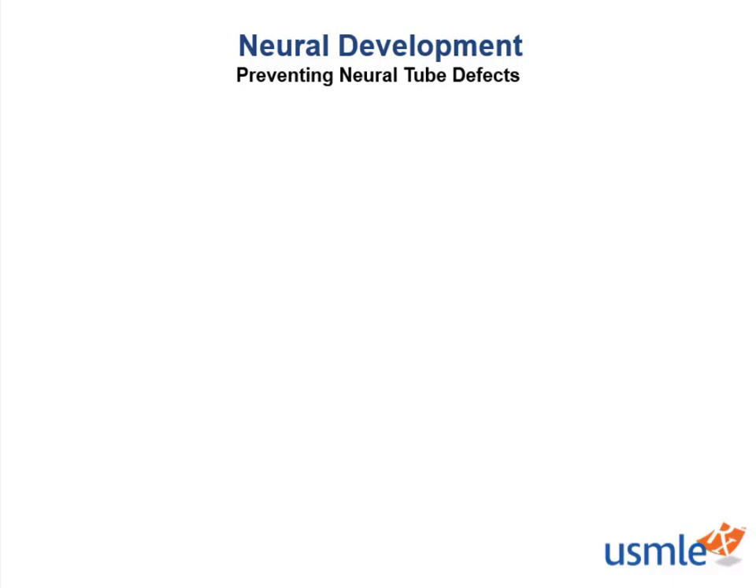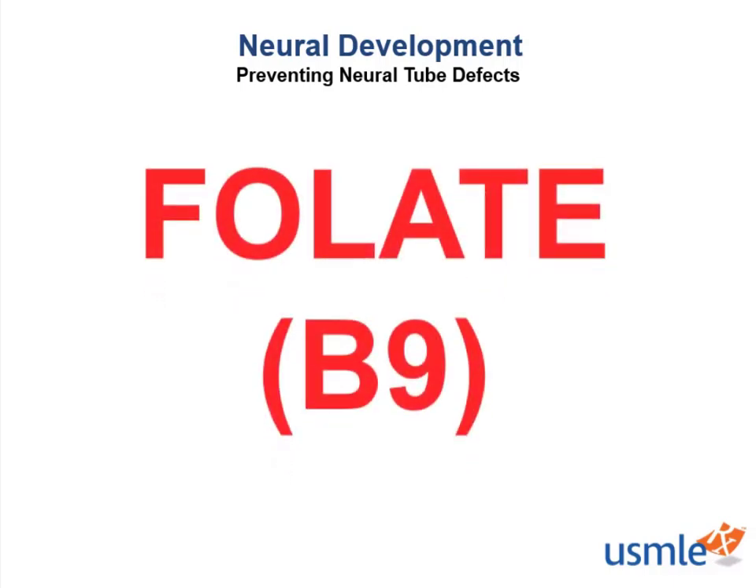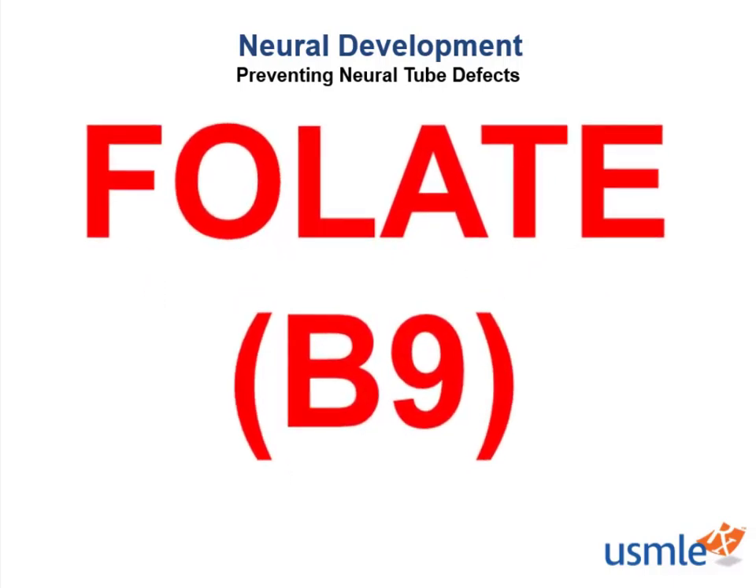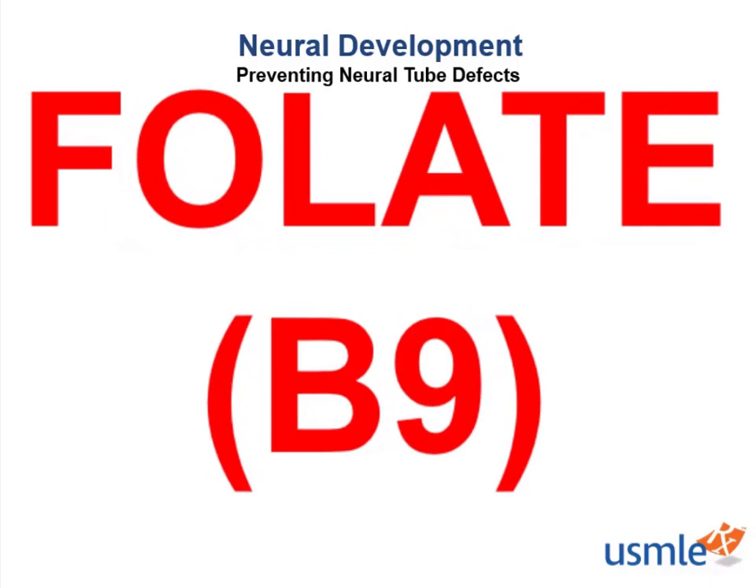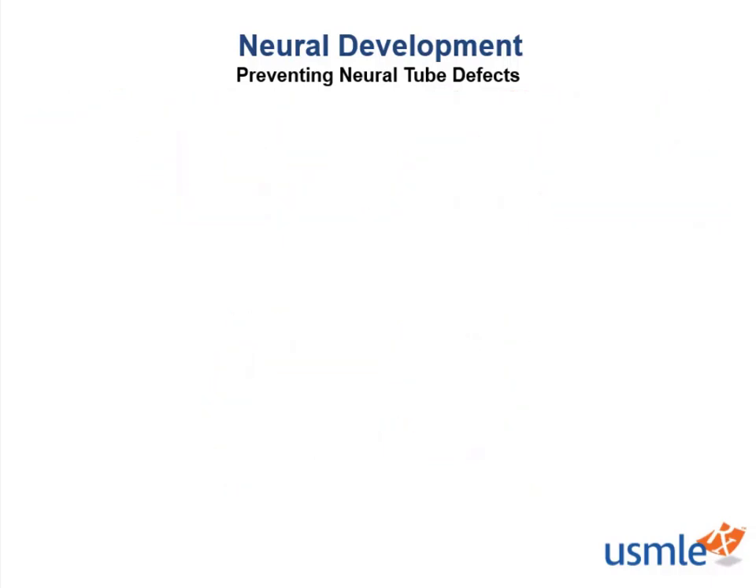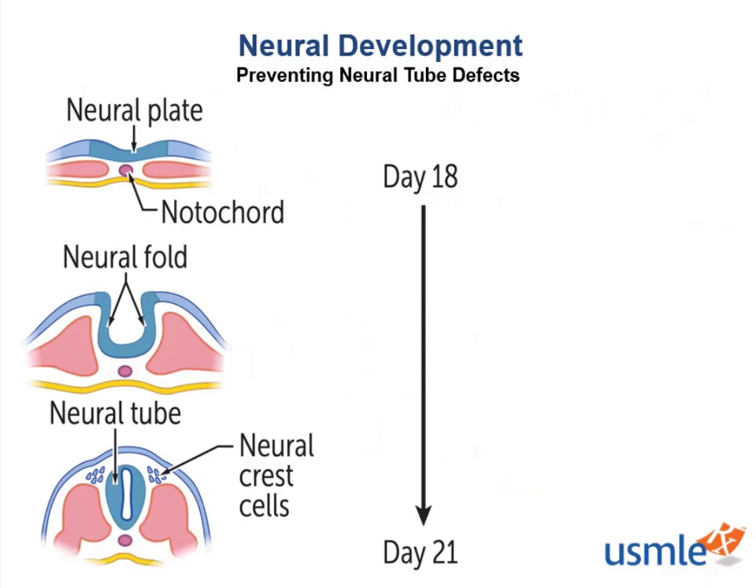Preventing neural tube defects starts by supplementing your knowledge about folate or vitamin B9 supplementation. Vitamin B9 or folate is crucial for proper neural tube development. The timing of folate or vitamin B9 supplementation is just as important. The process of neural tube development begins and ends by about the third week, 21 days, or 4th week of development.